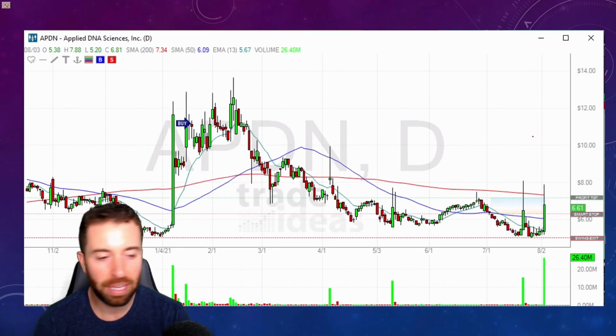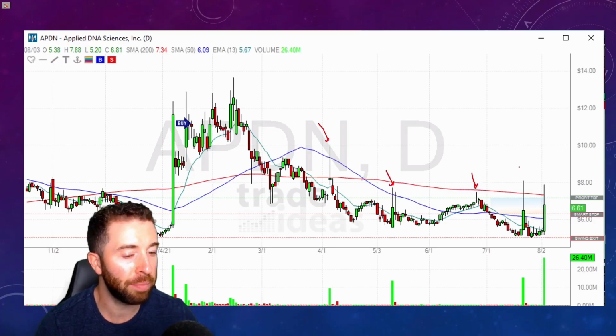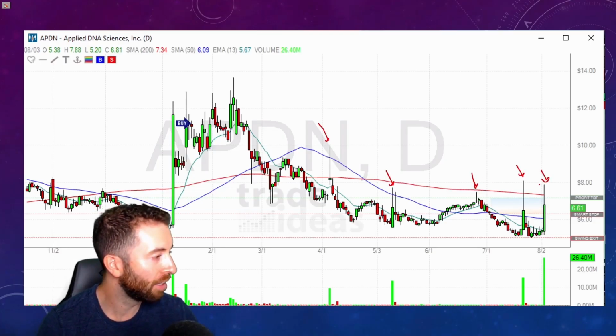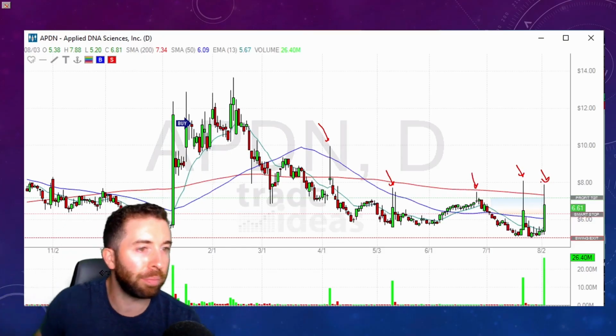Same exact thing with APDN. Hey, every time APDN spikes, it crashes. Big upper shadows. It means it spikes and gives all of its gains back. You better believe I'm going to be looking for a short because we can see that in the previous DNA.